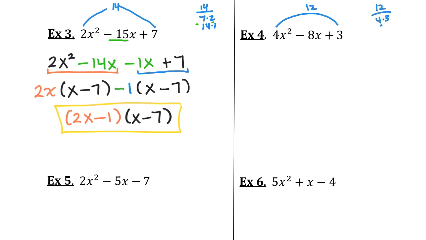4 times 3, 6 times 2. Oh wait, it's 6 and 2, huh? I'm trying to make it add up to negative 8. So 6 plus 2 is 8. I want it to be a negative 8, so let me make it negative 8. Okay, I'm going to go ahead and split up that middle term.